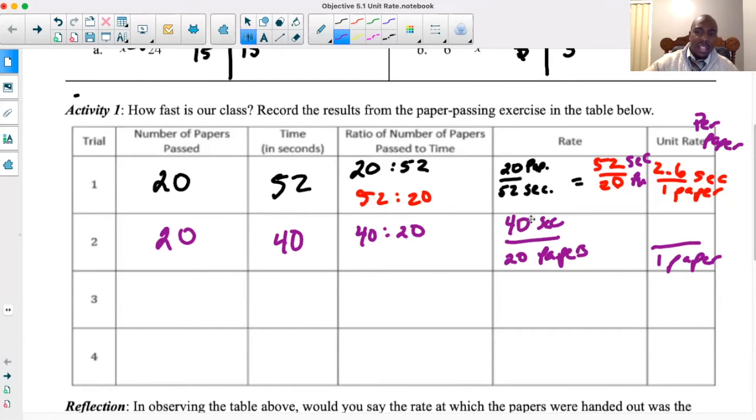And I'm going to divide this. 40 divided by 20 is going to give me 2. So that's really saying 2. 2 what? 2 seconds. 2 seconds per paper. So I go 1, 2, somebody's got a paper. 1, 2, somebody else got a paper.